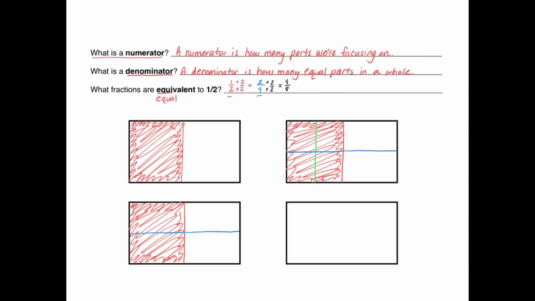Pretend it's like cutting brownies. You don't want a little sliver. You want a nice piece. So double, double, double, double. Okay, so now you can see we have 1, 2, 3, 4 that we're focusing on. That's our numerator. And out of 8 equal parts in a whole. So these are all equivalent fractions.